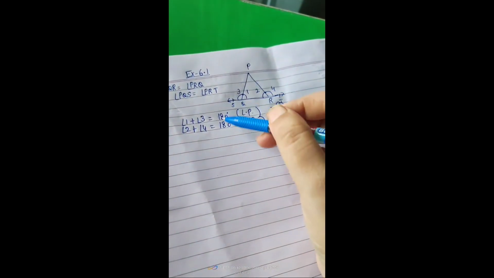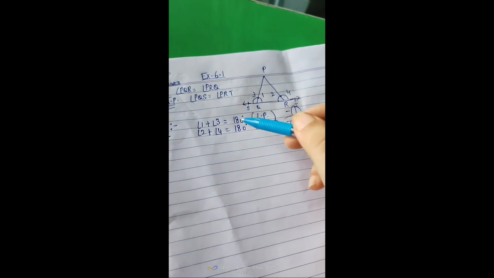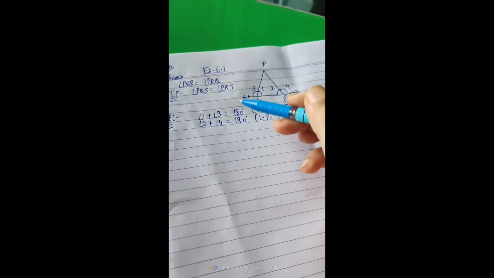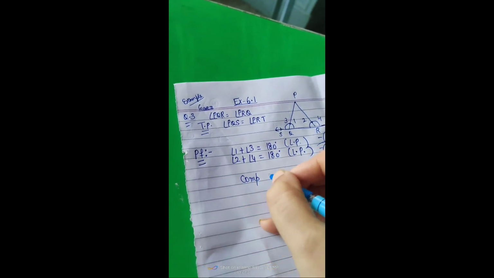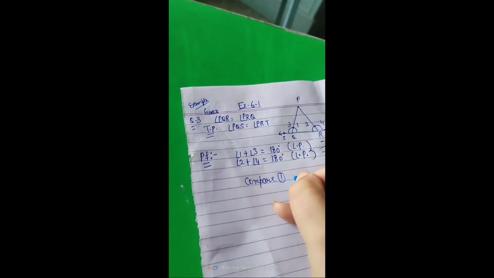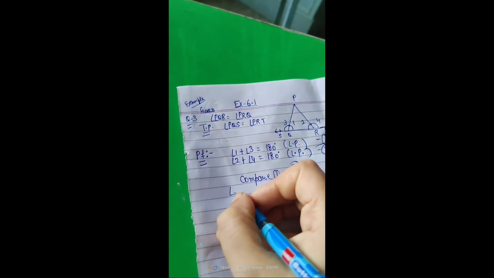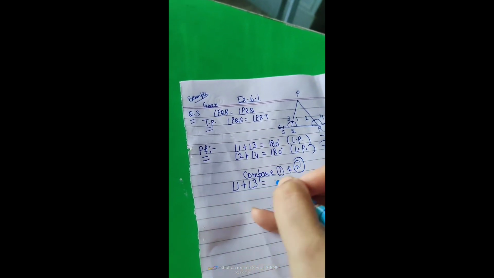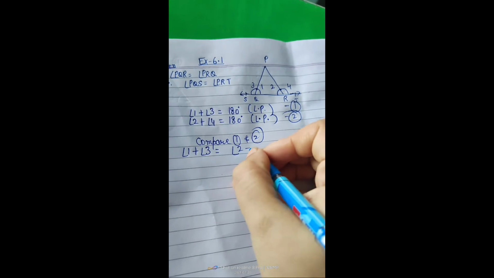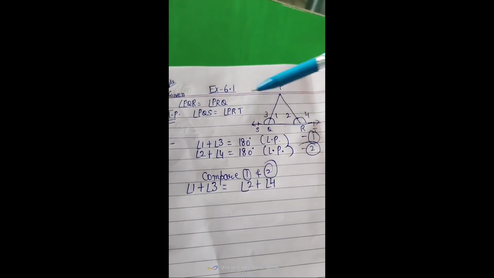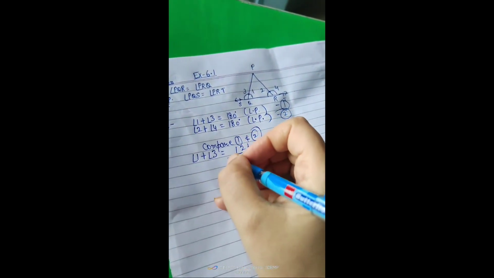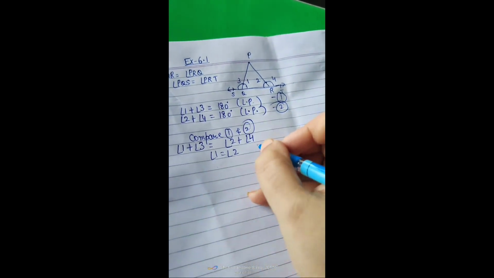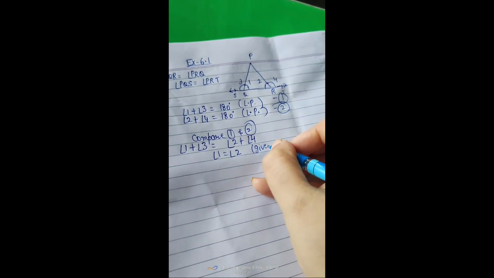Now in both equations the right hand side is the same, so the left hand side must also be the same. So just compare both equations. Comparing 1 and 2, this implies 1 plus 3 is equal to 2 plus 4. Now use the given condition. Here we are given angle 1 is equal to angle 2.